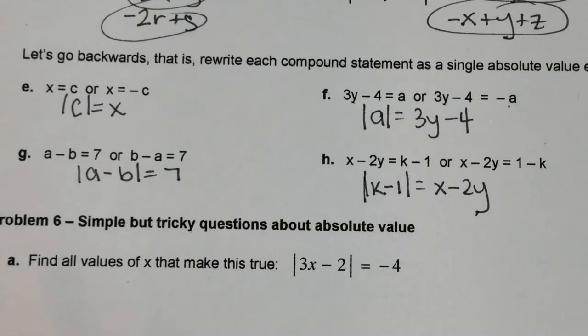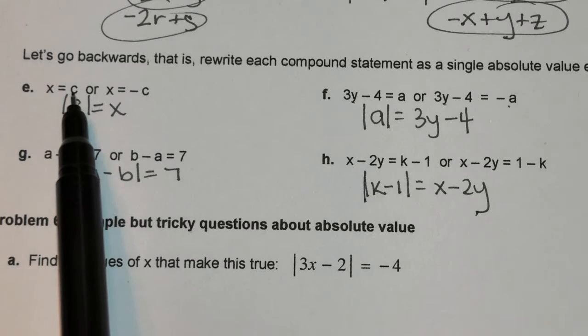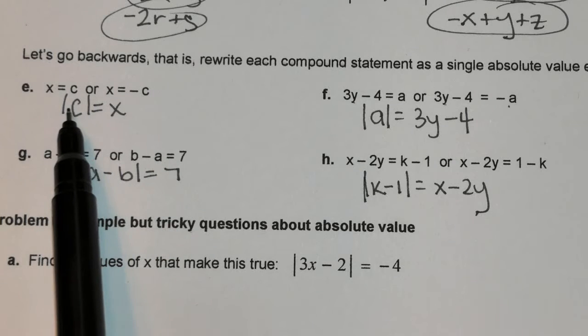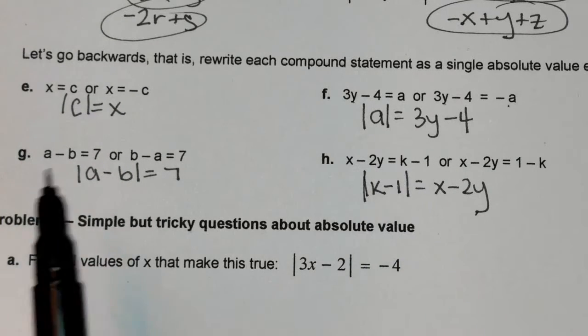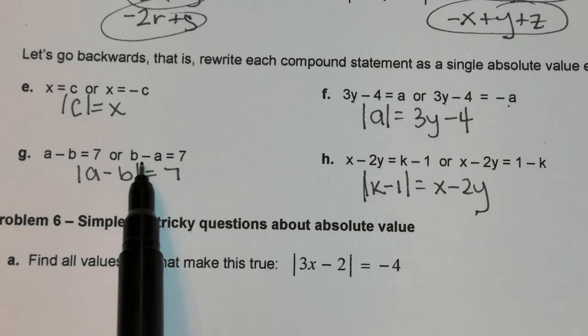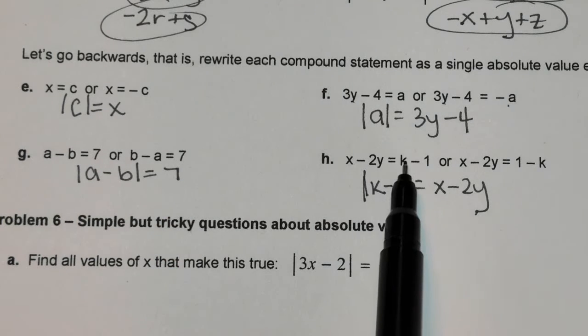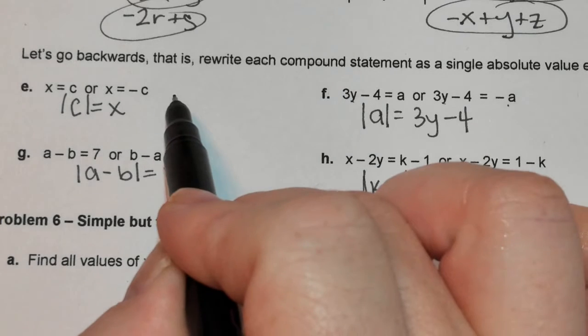Now, a question you may have is, how do I know which one, the one that changes, C or negative C, should I put on the inside? Should this be a C or should it be a negative C? Should this be an A or should this be a negative A? Should this be B subtract A or A subtract B? And likewise, K subtract 1 or 1 subtract K. So let's see, does it really matter?